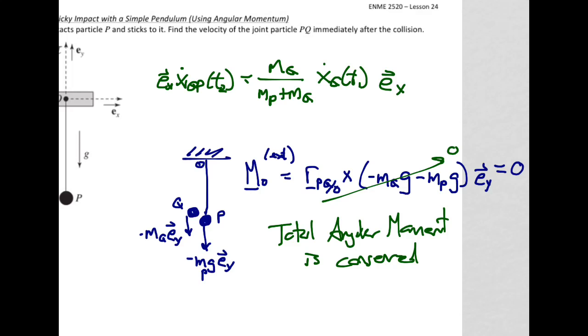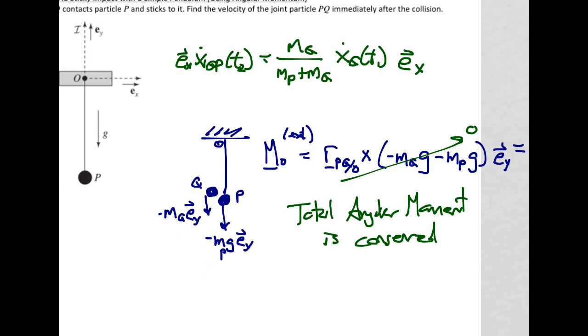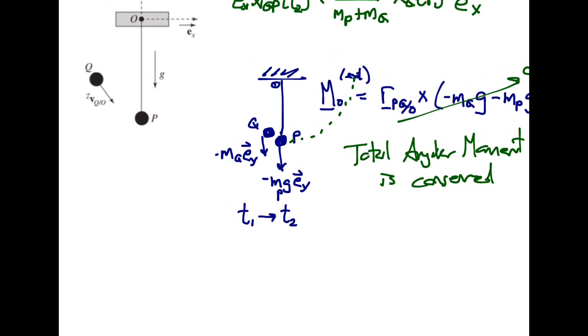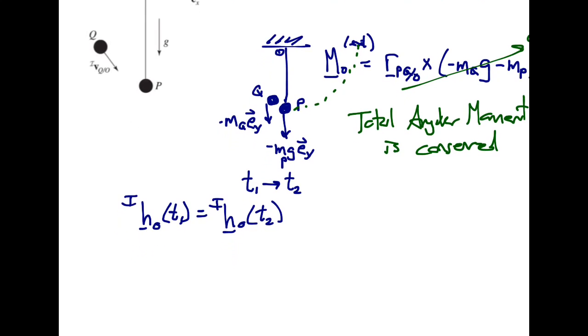And it's conserved only during the collision, because we're only looking at a small time that goes from time 1 to time 2 in which we have this orientation. Now after this collision, we know it's going to start on a circular path, and when that occurs, then the total angular momentum is not 0. And so we're solving for the velocity of that joint particle at time 2. And because total angular momentum is conserved, we say that total angular momentum at time 1 is equal to the total angular momentum at time 2, and that's all during the collision.